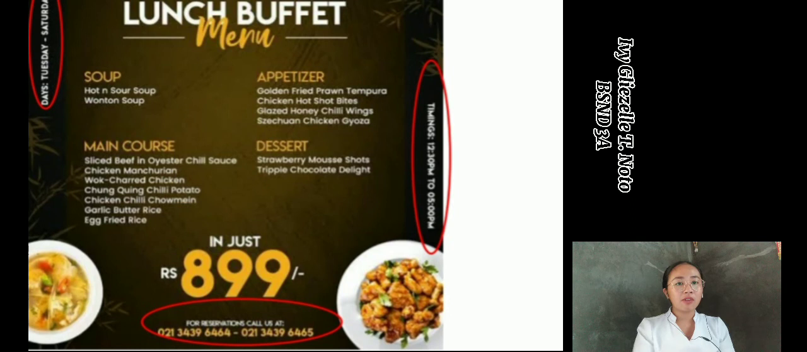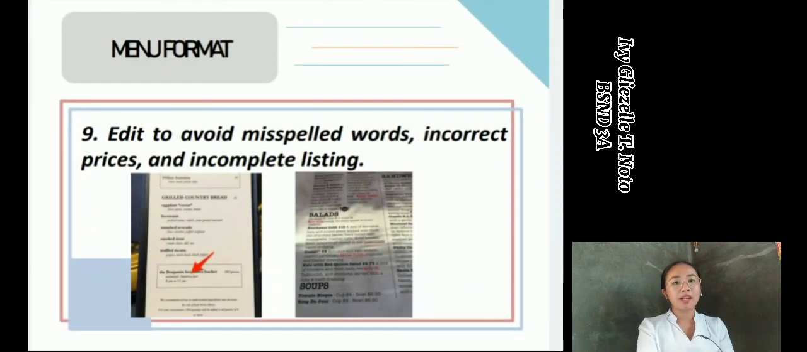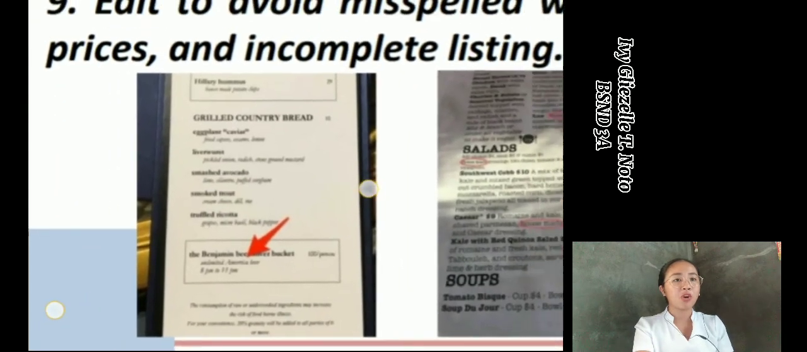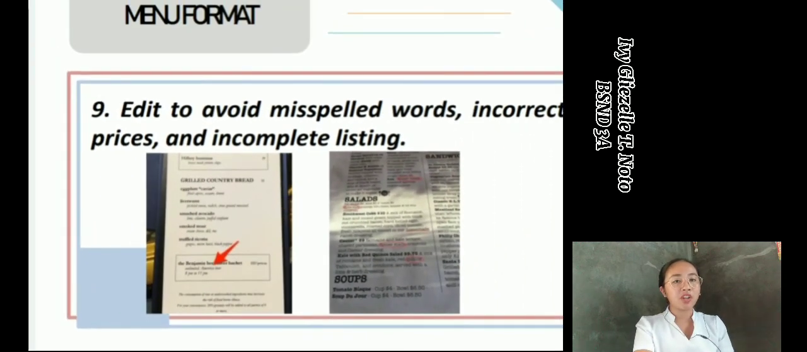Ninth, edit to avoid misspelled words, incorrect prices, and incomplete listing. It is inappropriate and awkward to see any misspelled word and incorrect phrases in the menu, especially since menus are the face of the food establishment, as we all know. Example: "America beer" instead of "American beer," "house made" instead of "homemade," and a misspelled quinoa instead of quinoa. So the customers might be confused because of this.